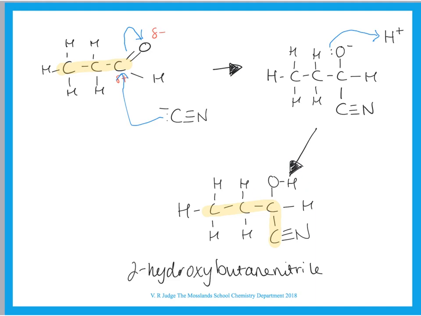So the full name for your product is 2-hydroxybutanenitrile, and you need to be able to draw these, you need to be able to name these, and obviously you need to be able to outline the mechanism. Hopefully you can see that that's pretty much exactly the same as the mechanism for the reduction reactions, taking them back to alcohols, just you're adding in the cyanide. The ketones do exactly the same reaction, so I'll show you an example with a ketone as well.